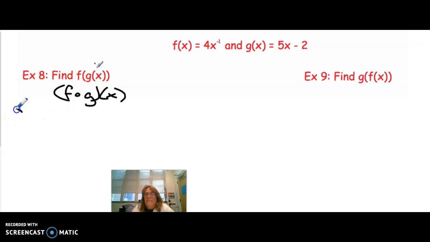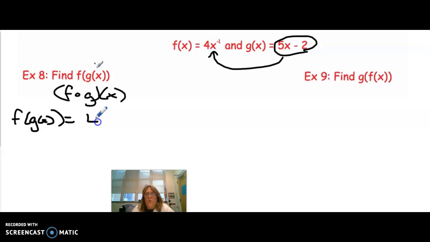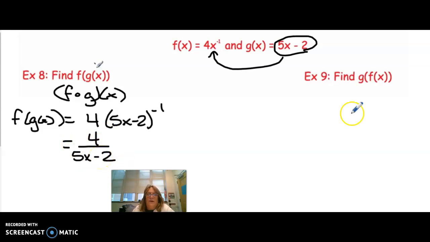So we're going to take our g equation, which is this, and everywhere that we have an x in the f equation, we're going to plug it in. So if I look at f of g of x, I get 4 times (5x minus 2) to the negative 1 power. Well, hopefully we remember our properties. Whenever anything's raised to the negative 1 power, we can't have a negative exponent. We just take the reciprocal of it. So this is going to go on the bottom. And I can't simplify that anymore. So that's our answer for f of g of x.